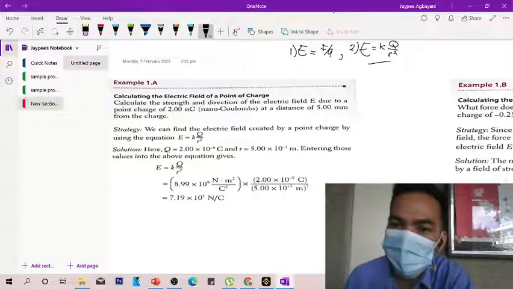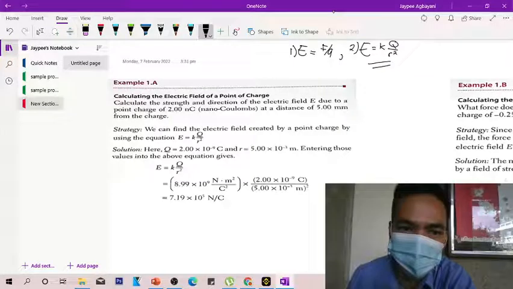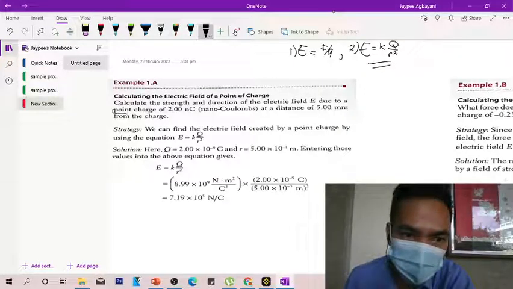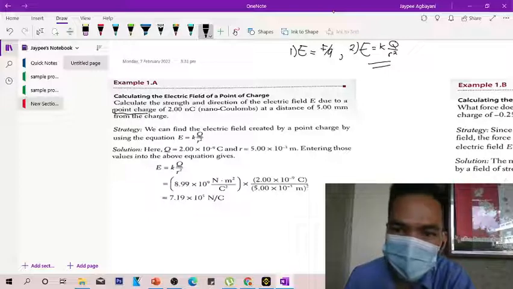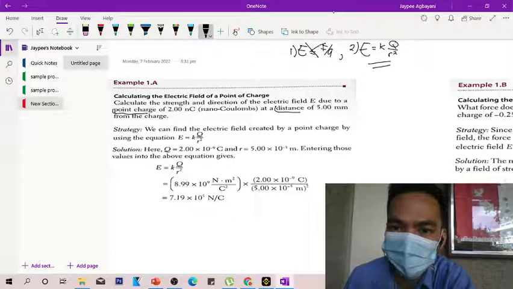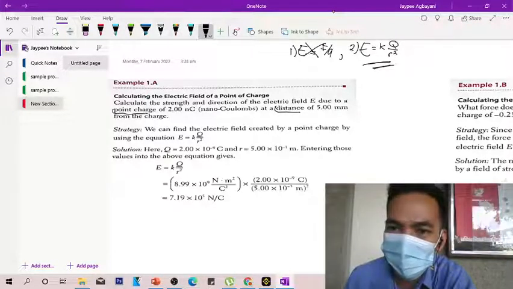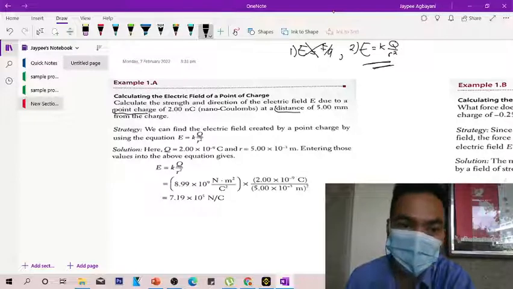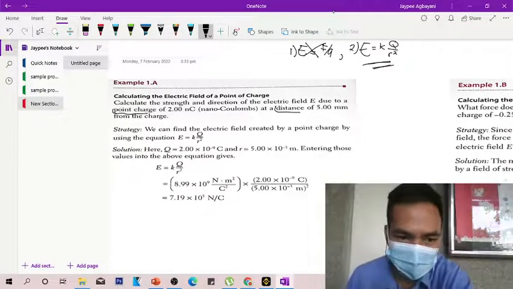Now, ginagamit natin yung formula na ito guys if yung problem is involving, and look at this one, merong involved na point charge and merong given na distance. Okay, so we cannot use this formula right here. So yung gagamitin natin na formula is this one. This was derived from your Coulomb's law. Okay, so let's do it step by step.